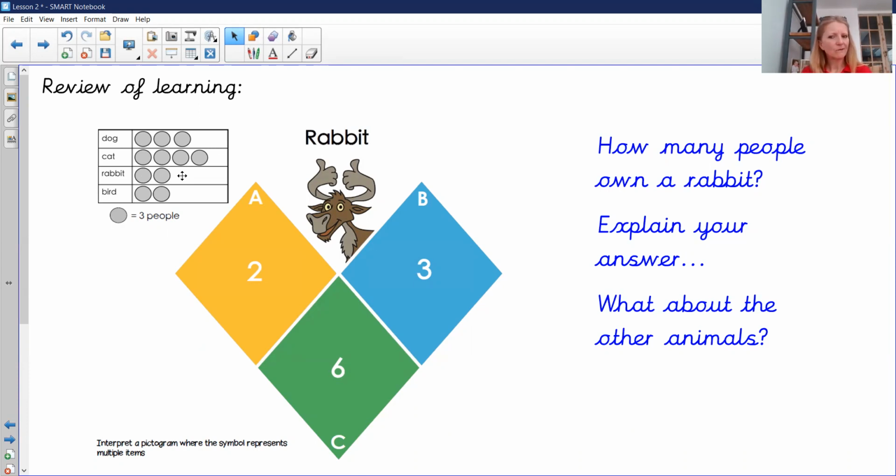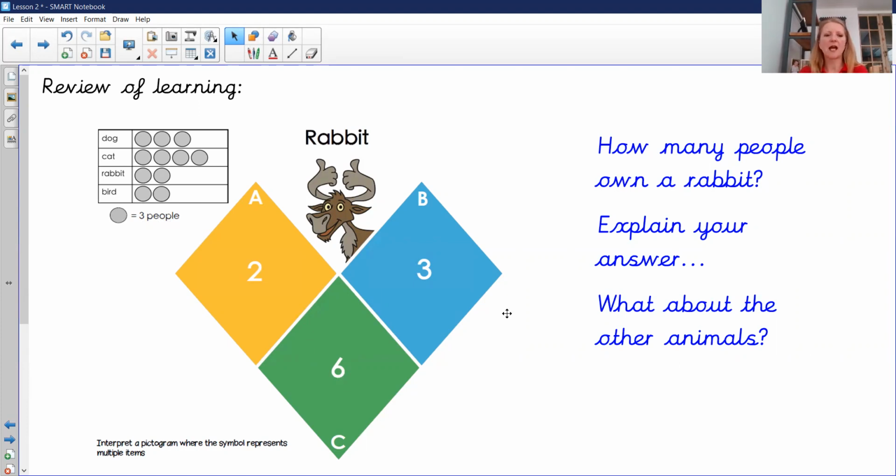Is that right? I don't think it's two people because we need to remember to look at this here. Can you remember what that's called? Yeah, that's the key. So one circle means three people. So how many people own a rabbit? It's going to be 3 and 3, which means the answer should be C, 6. So 6 people own a rabbit, because the key is telling us that one circle represents 3 people.